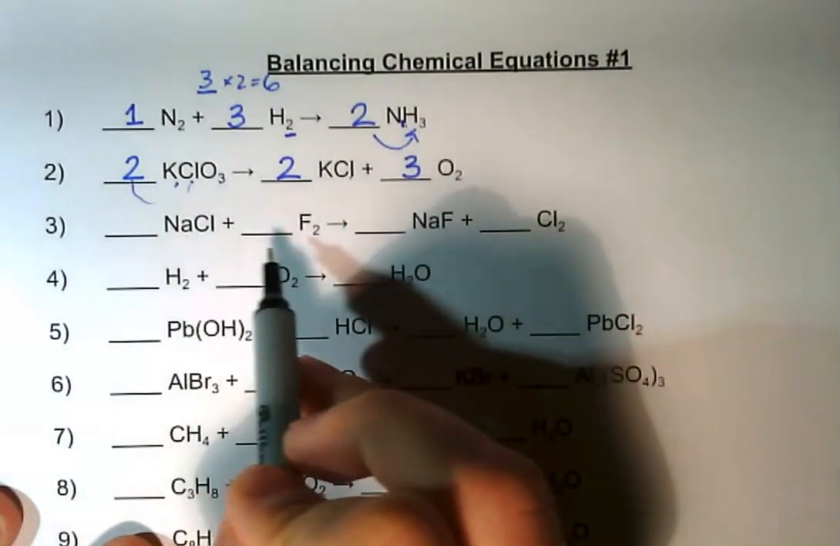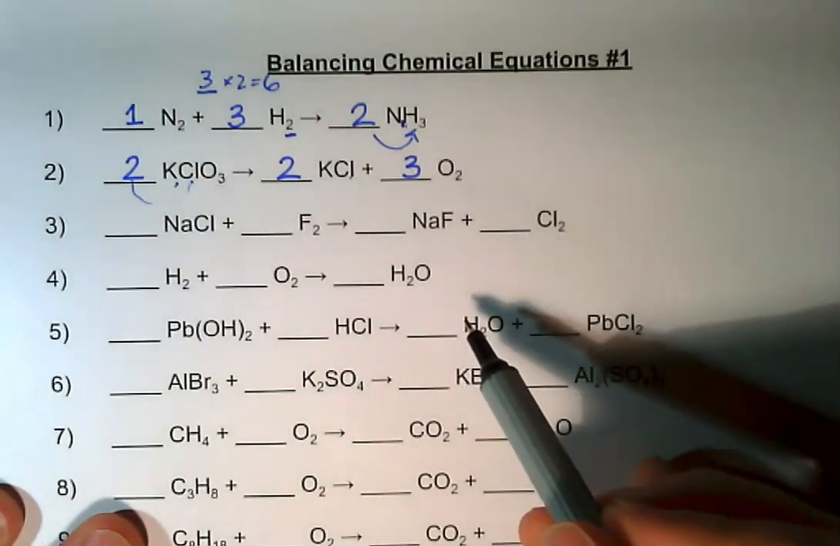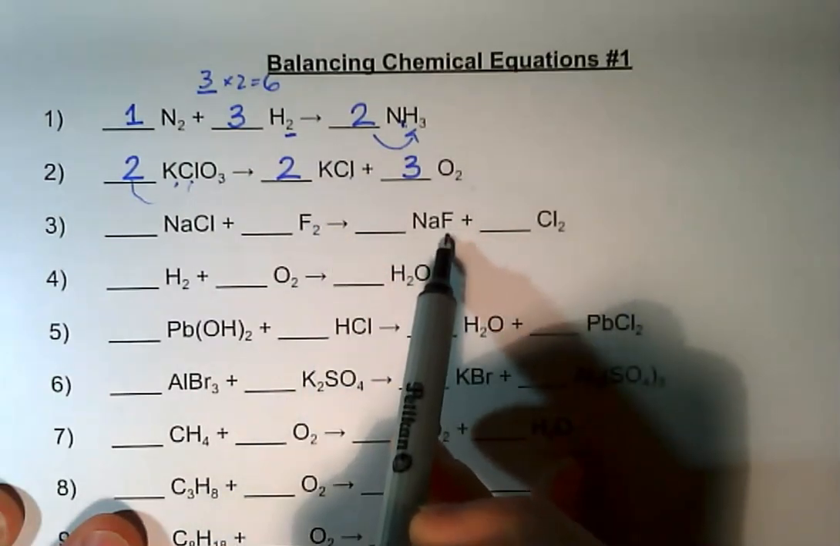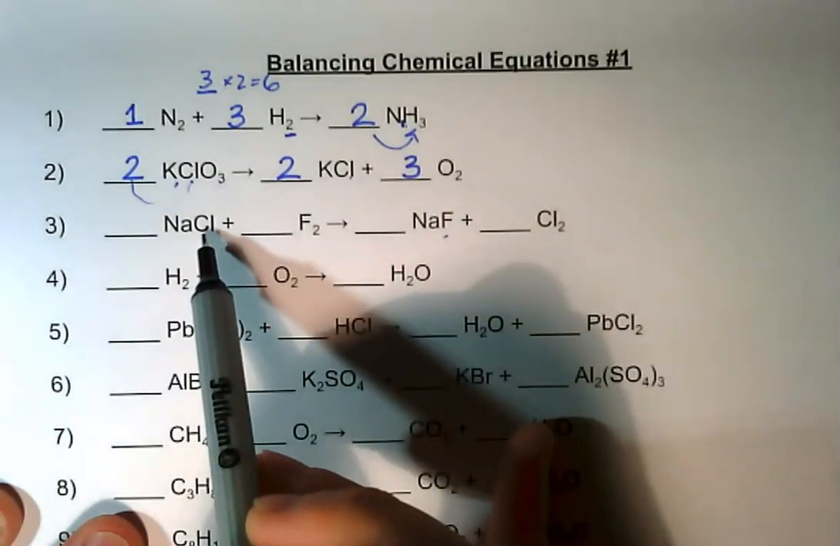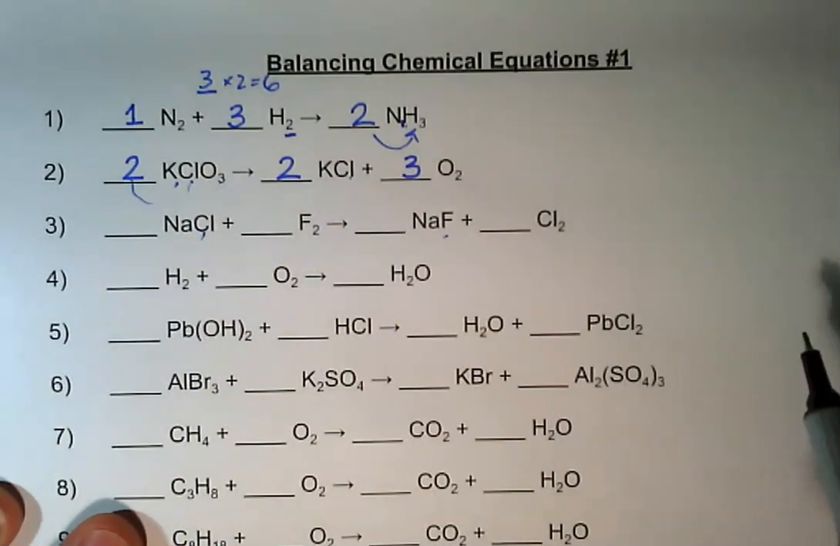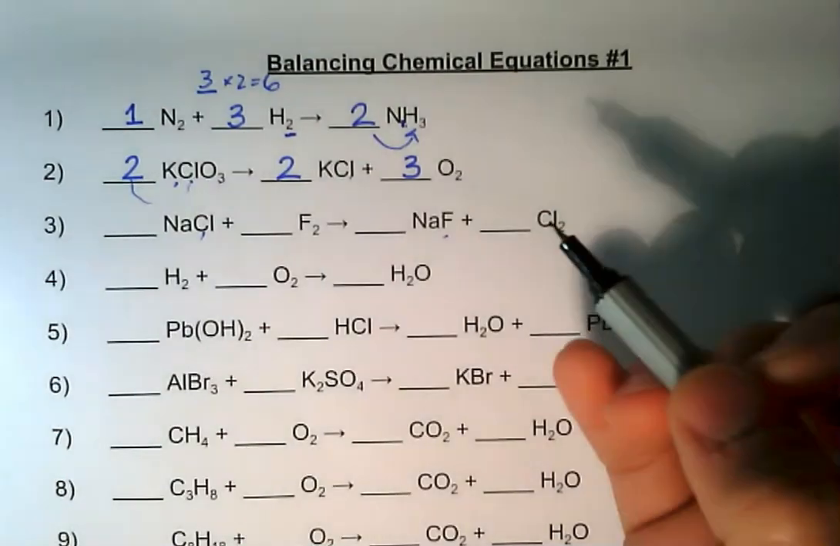Next I have NaCl plus F2 gives me NaF plus Cl2. Now there's 2 things I immediately notice here. I notice that fluorine is out of balance. There's 1 on the products and 2 on the reactants, and also chlorine is out of balance, with 1 on the reactants and 2 on the product side. And I can start by fixing either of these. It doesn't really matter. I'm going to start with chlorine.